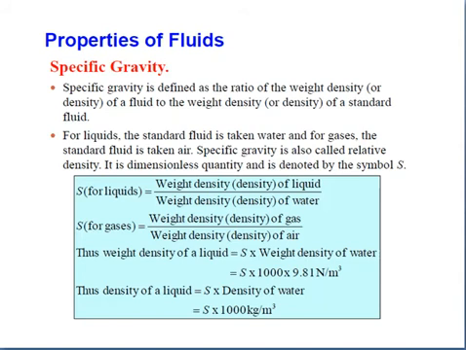For example, the specific gravity of mercury is 13.6. We can compare mercury with water very simply. Mercury is 13.6 times heavier than water, because its specific gravity is 13.6. Its weight is nothing but 13.6 times the weight of water. Likewise, we can compare every property of liquids with reference to the standard fluid, that is water. Understand?